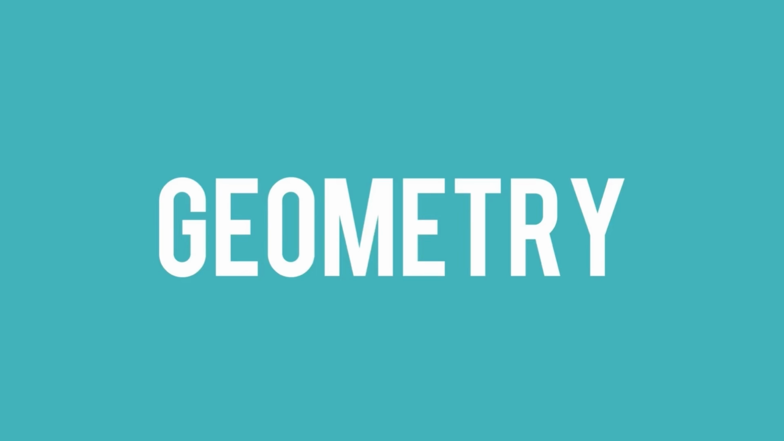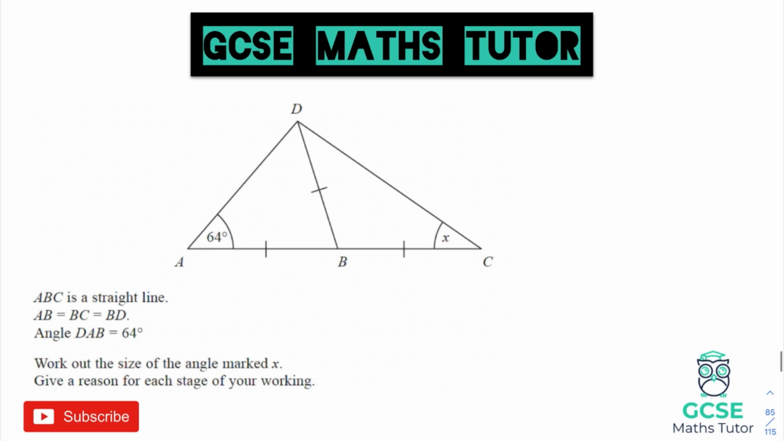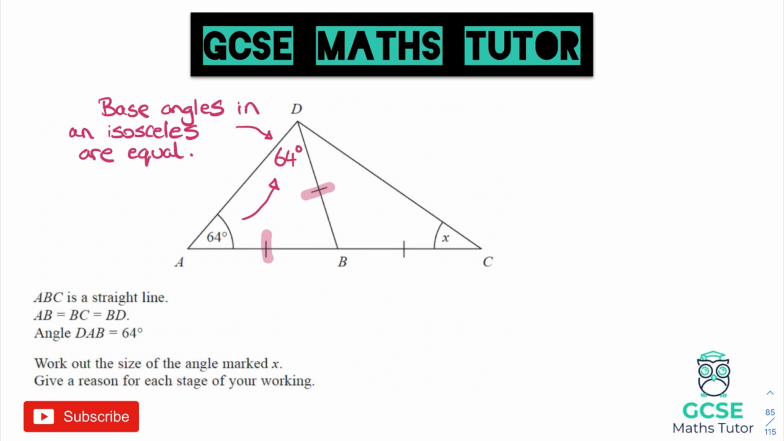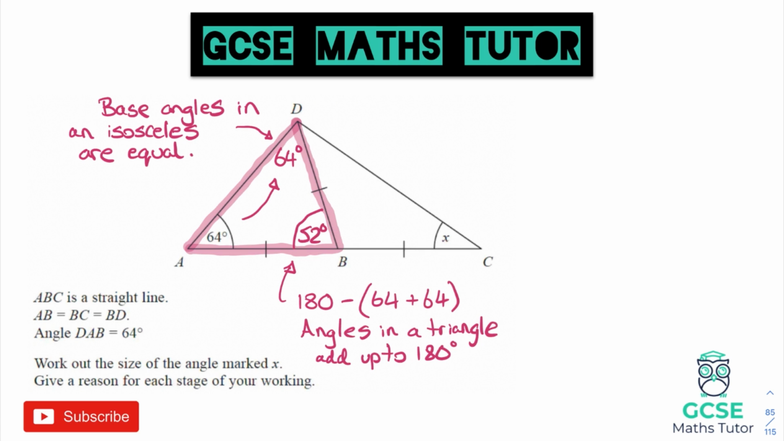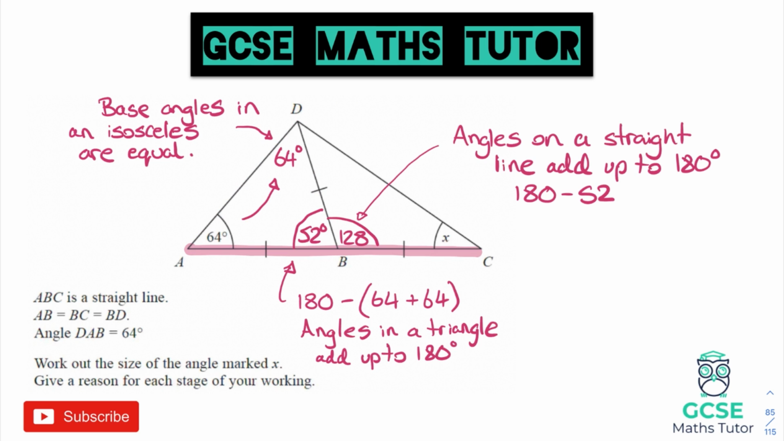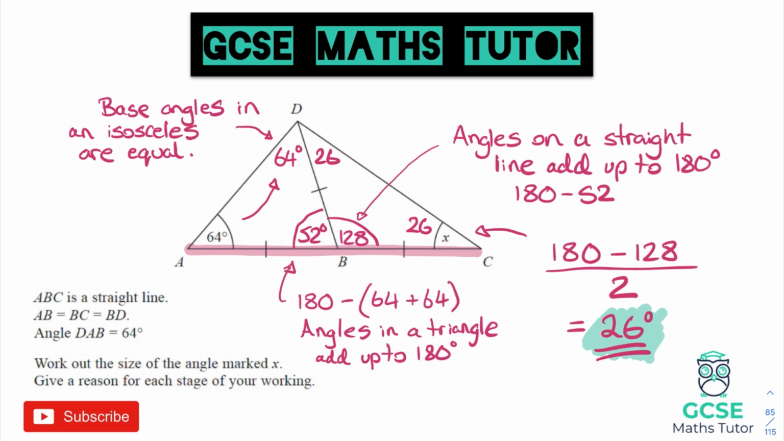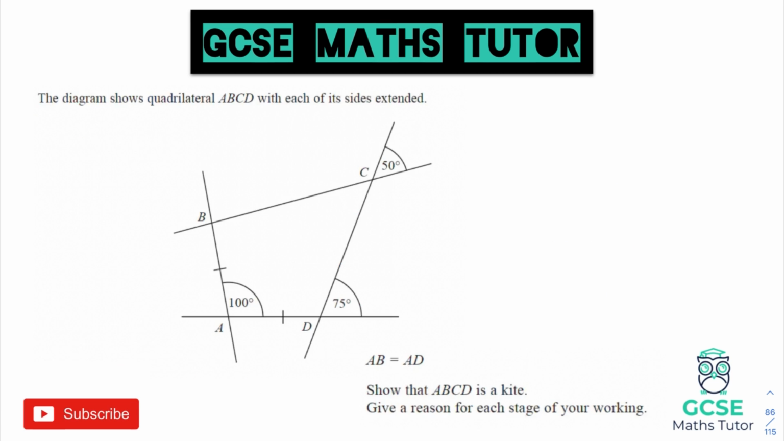Okay, moving on to geometry. When looking at angles in triangles or any of these shapes, we need to remember that angles in a triangle add up to 180, and also that base angles in an isosceles are equal. So look for those little lines and make sure you identify the base angles that are underneath the lines, and quite often the isosceles triangles tend to be tilted on their side. Remember all your rules, like angles on a straight line adding up to 180 and angles in a triangle totaling 180 as well, and then answer the question.